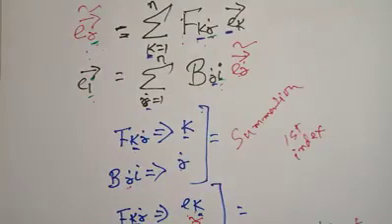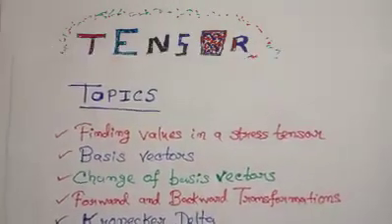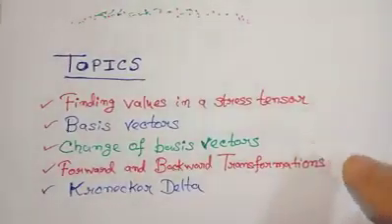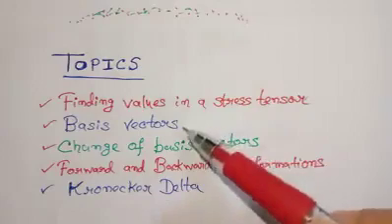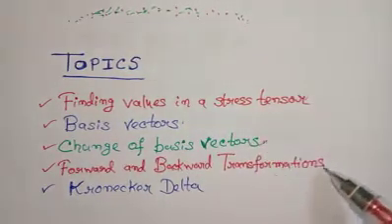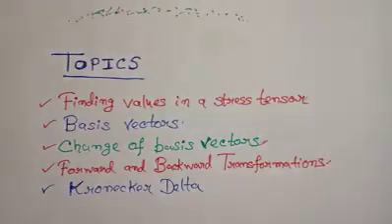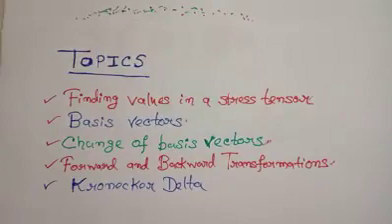So this has finally got us to the end of the video. It has been three topics that we almost covered. I would like to quickly tell you which topics we have covered. This is the tensor part. We have covered finding the values in a stress tensor, basis of vectors, change of basis of vectors, forward and backward transformation, which has been covered in two videos, and finally the Kronecker delta part.